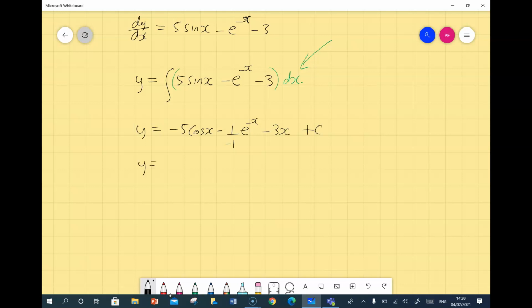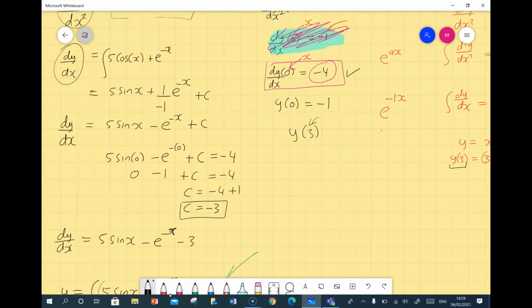We tidy it up a little bit. Minus 5 cos x. Now 1 over minus 1 is minus 1, so minus minus 1 is plus 1. So plus 1 e to the power of minus x minus 3x plus c. All right, now look at the information that they gave us.